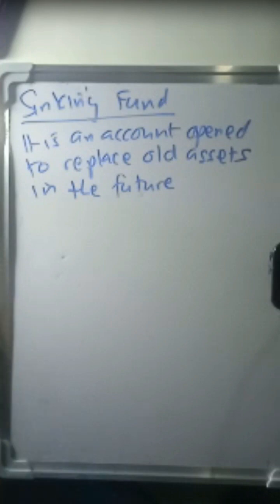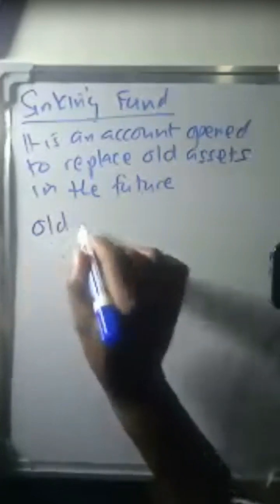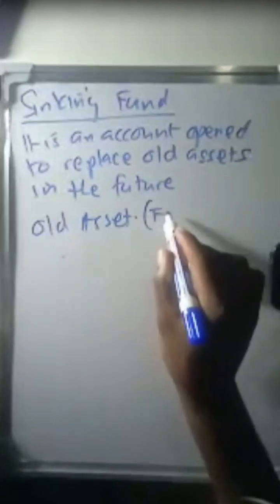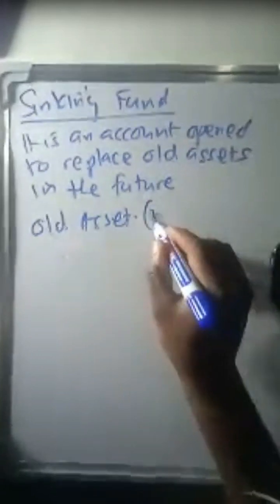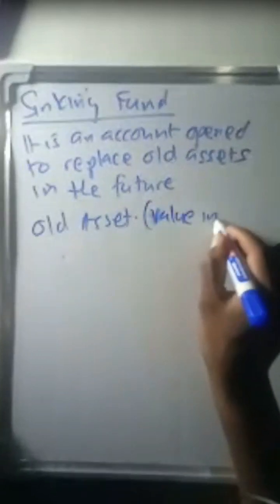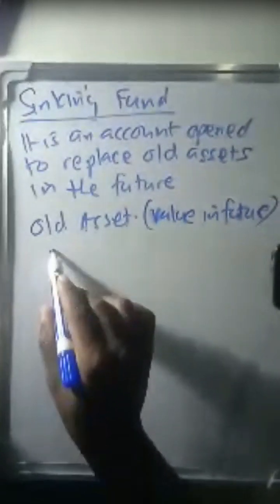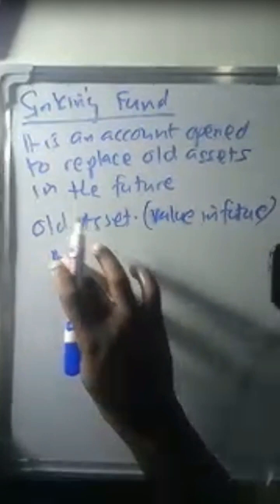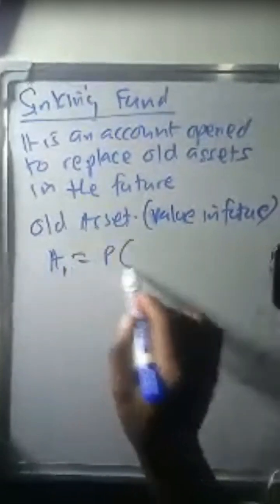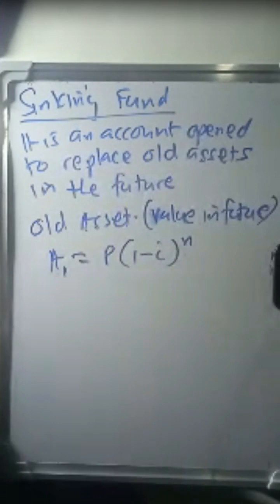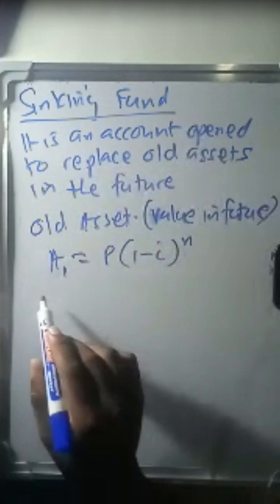As an inflation rate, which is a percentage. Okay? So for old assets, the value in future, remember that is going to depreciate. It's going to be A, I'm going to call it A1, is equals to P1 minus I to the power of N. Usually here, the depreciation that we use is reducing balance method.